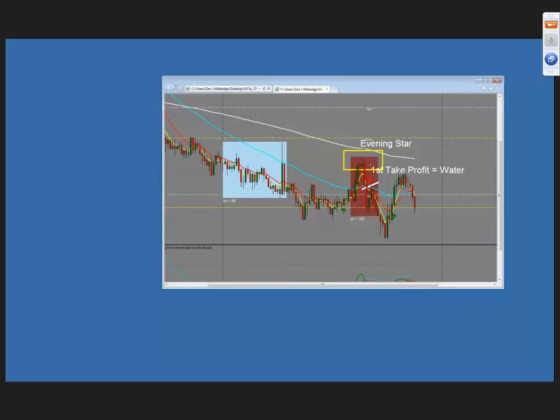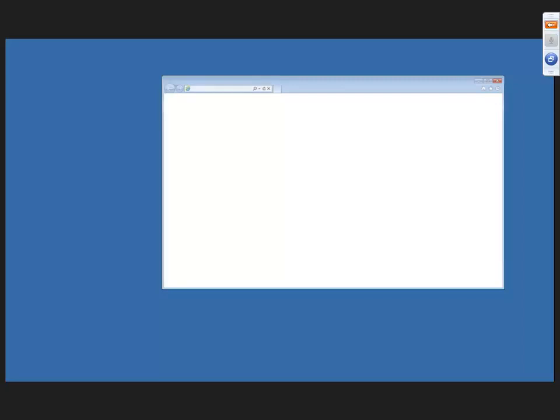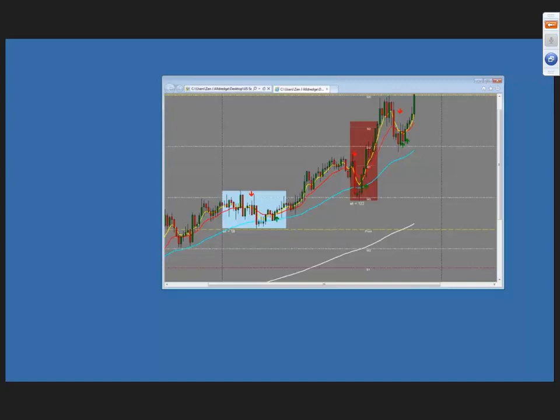Let me see if we can find a couple more here. Okay, here's another pattern. This was this morning, and this is the Euro Aussie dollar. Kind of monkeyed around most of the day, but came down right off the mail here, I'm sorry, right off the water. Gave us a morning star and took off, for 60 pips.